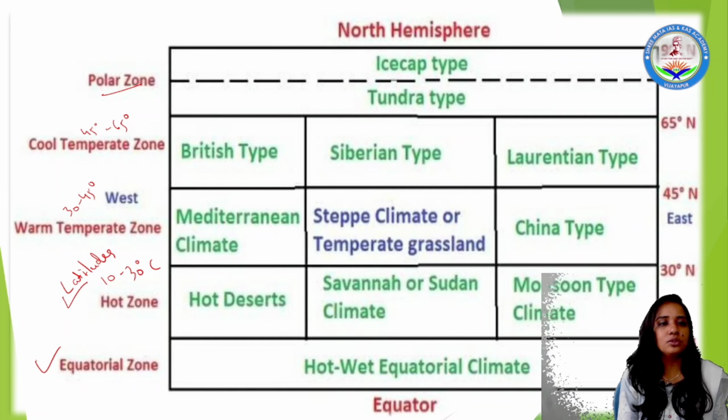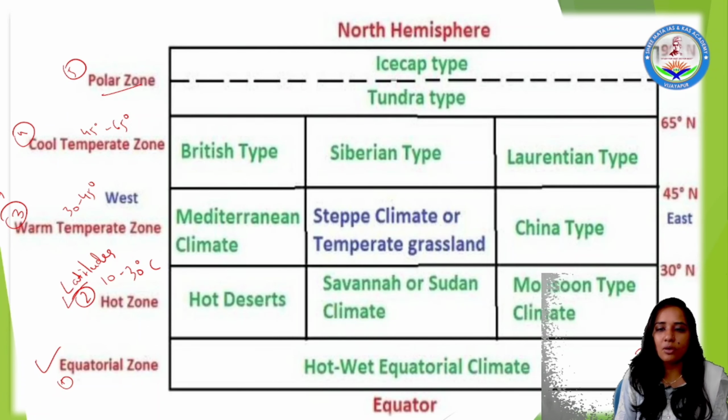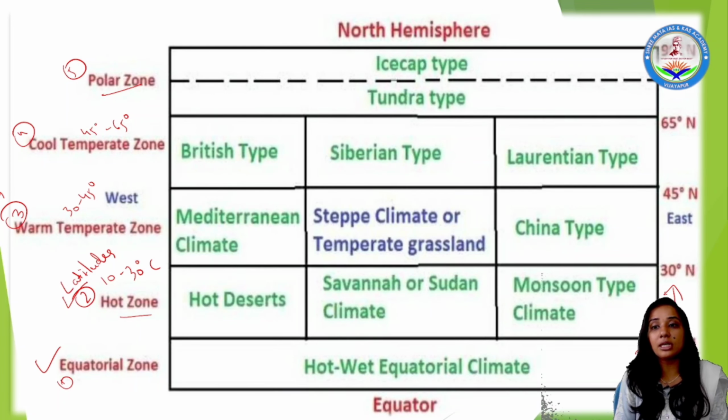These are the 5 zones given by Köppen, and based on these 5 zones different kinds of climates have been made, because these types of climates are found between these latitudes itself. Right? If you look into the hot zone, it lies between 10 to 30 degrees north and southern hemisphere both. Here I have taken the northern hemisphere, but this applies even for the southern hemisphere too.